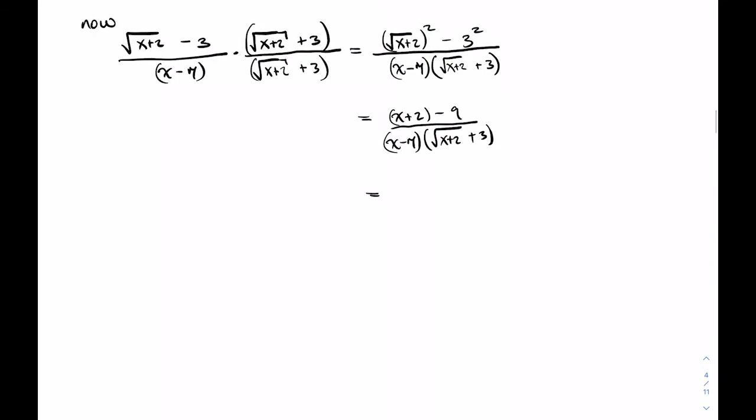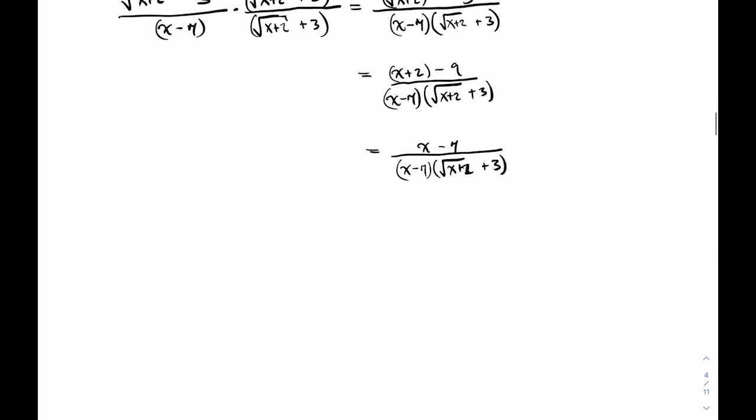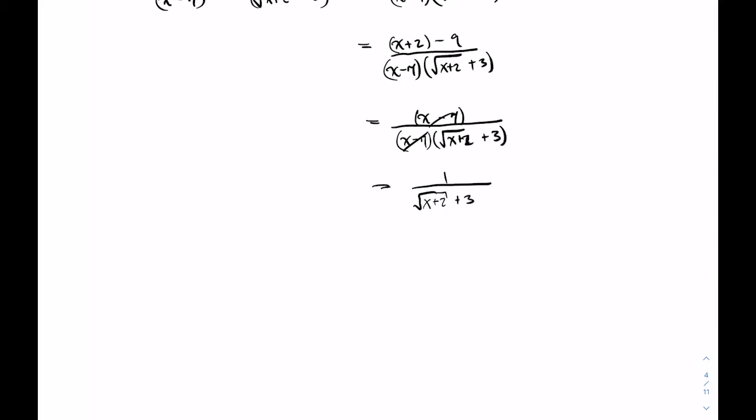In our numerator, we realize now we have x minus 7, and we're also dividing by x minus 7. So this gives us something that can be cancelled from both denominator and numerator. Now we're left with 1 over the square root of x plus 2 plus 3. Okay? Nice. So, what do we do now?